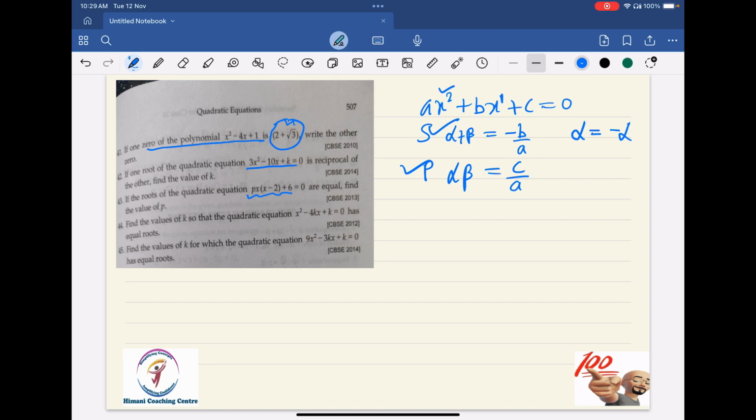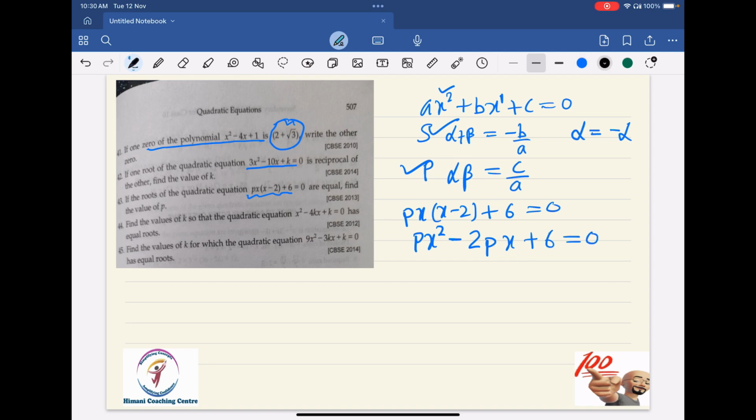So first we will simplify this: px times x minus 2 plus 6 equals 0. Px into x will give us px square. Now plus into minus is a minus, and then 2px plus 6 equals 0.